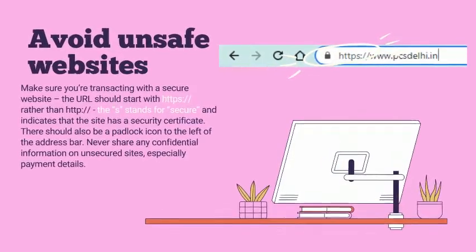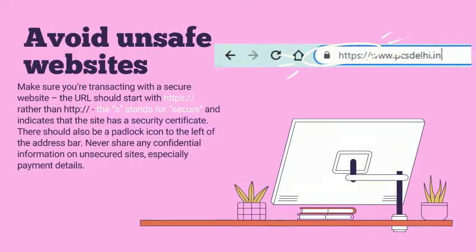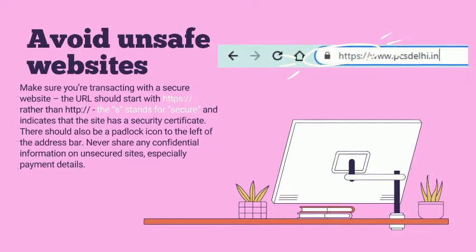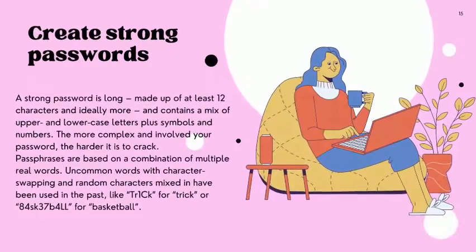Number 3. Avoid unsafe websites. Make sure you're transacting with a secure website. The URL should start with https:// rather than http://. The S stands for secure and indicates that the site has a security certificate. There should also be a padlock icon to the left of the address bar. Never share any confidential information on unsecured sites, especially payment details.